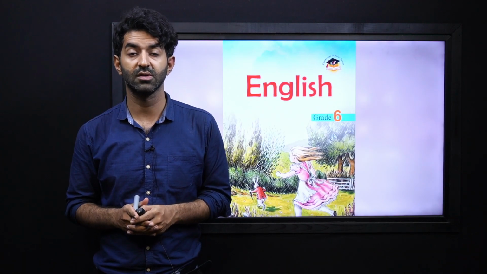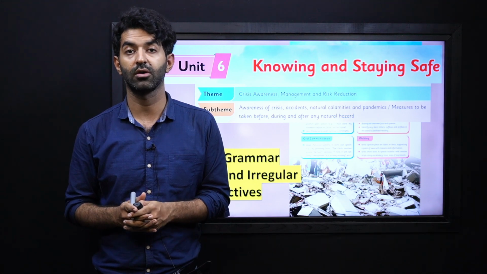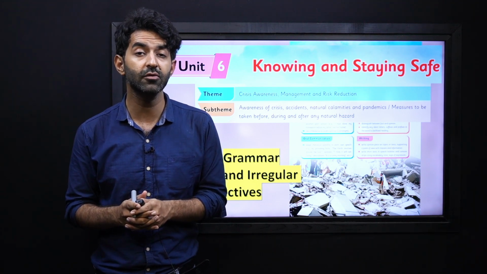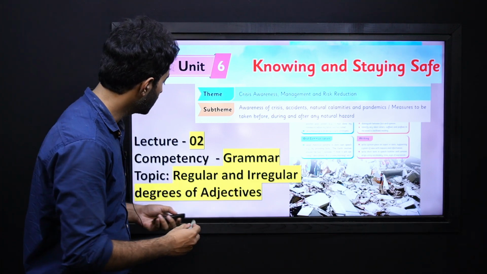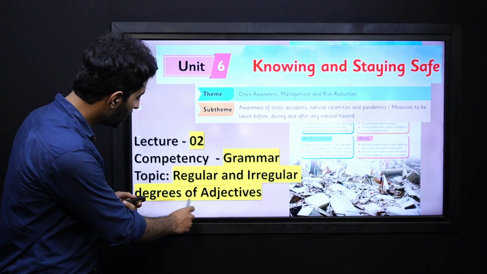Welcome to English Grade 6. We are on unit number 6. This is our lecture number 2. And today we are going to talk about adjectives, right? In the previous lesson, we talked about the identification of adjectives. And now we are going to talk about regular and irregular degrees of adjectives.